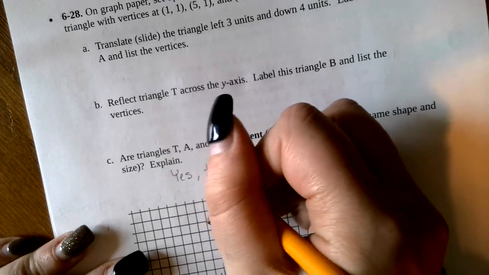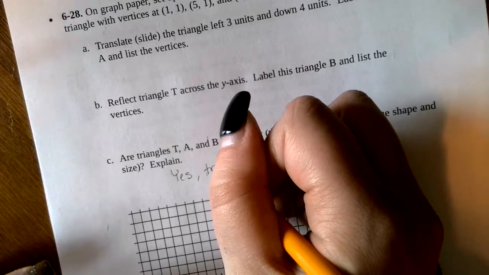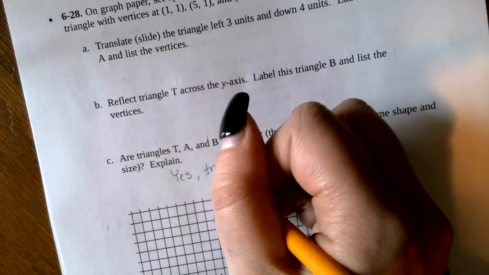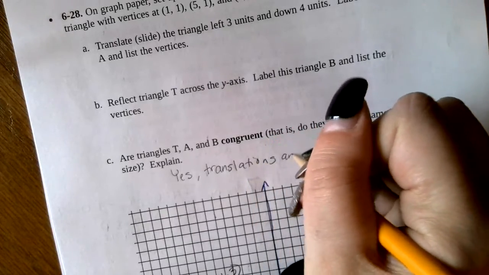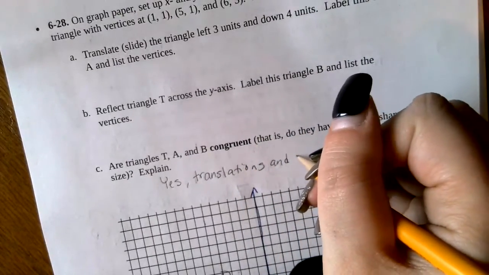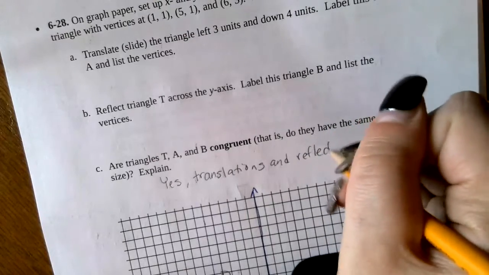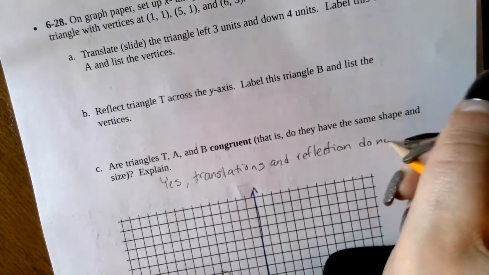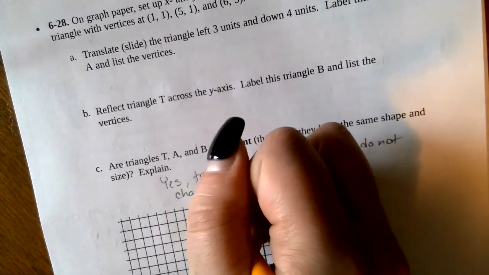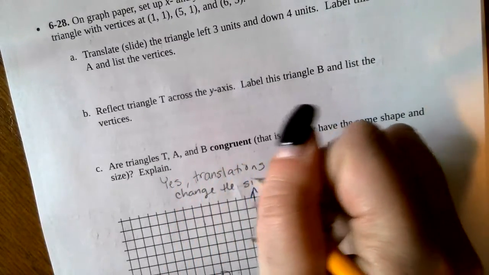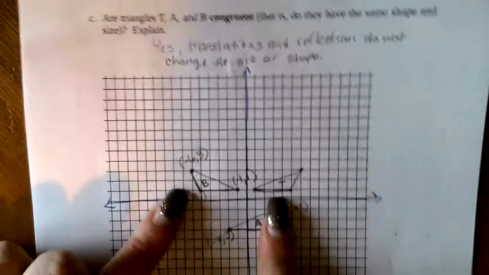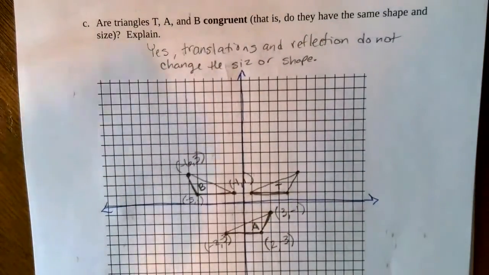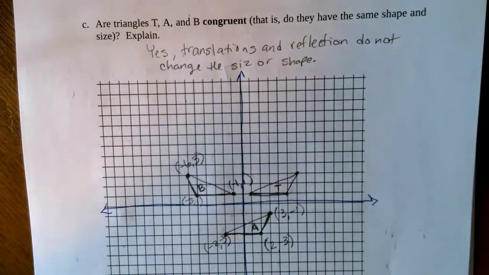Translations and reflections don't affect the shape or the size of the shape. Okay, translations and reflections, even rotations too, they don't either. For future reference, reflections do not change the size or the shape. Meaning, even though these two triangles were flipped, the shape itself didn't change. They just were flipped. Okay. All right. On to the next one.